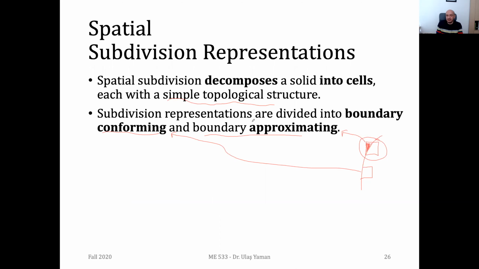And this is the advantage of the approximation. The size of your file will be less, but the disadvantage is that you will be doing an approximation and you will have geometrical errors. So that's why it's an approximation, not a conforming boundary representation. It's an approximating boundary representation.